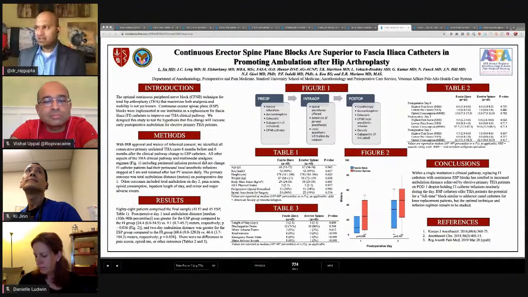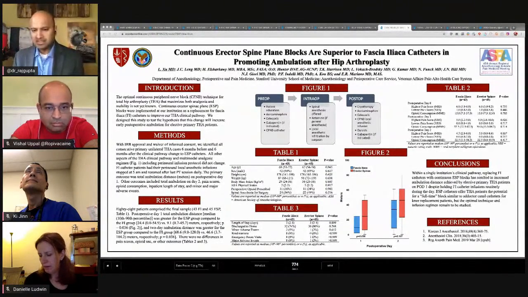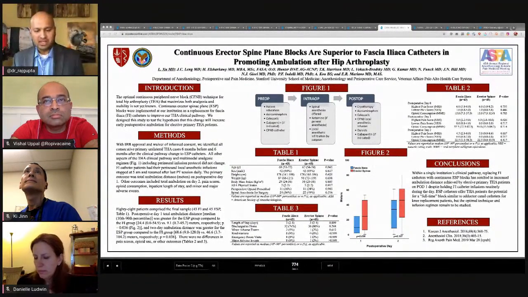So this is another indication, total hip arthroplasty. Their main point was that with the fascia iliaca block, you could still potentially cause some weakness in the leg, and the erector spinae block provides analgesia to those upper lumbar regions without causing that weakness.